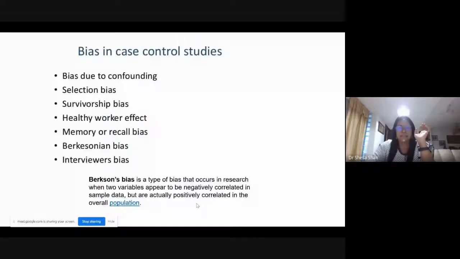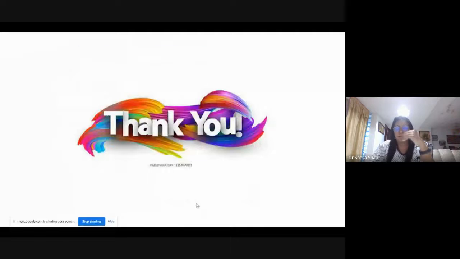So bias, of course, all the studies will have bias. So these are the Berkson bias. They are negatively correlated. Okay, these are all for later. You'll be studying about this.